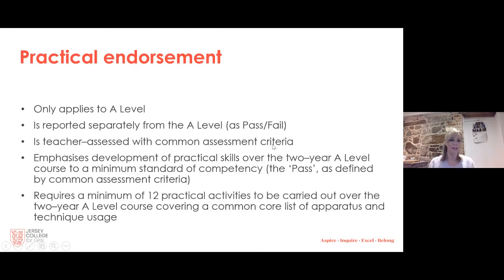Now, in terms of the practical endorsement, this is, as I said, completely separate to the A-level. They can achieve an A-level in biology and not get the practical endorsement. Obviously, that's not what we want for our students, because having the practical endorsement is a really well recognised addition to the A-level. These are teacher assessed, so we embed these practicals into our schemes of work, into our teaching plans.